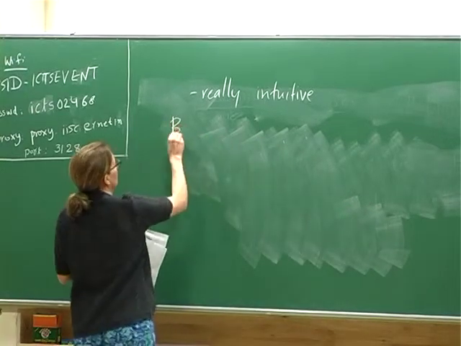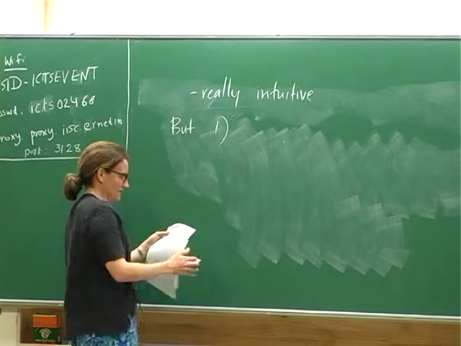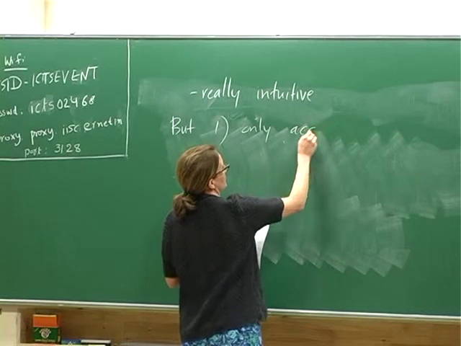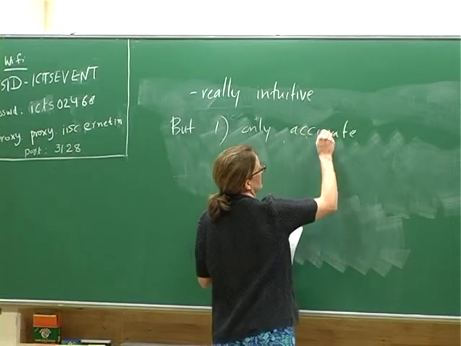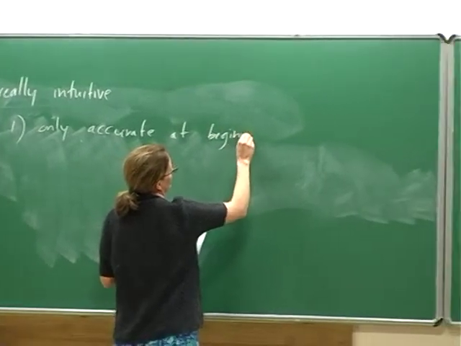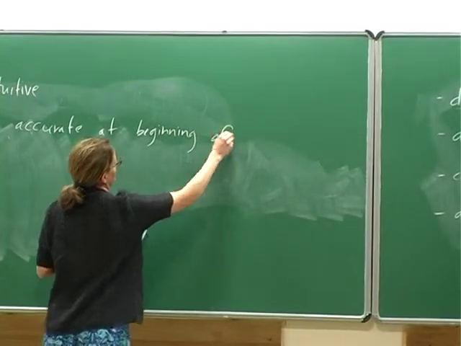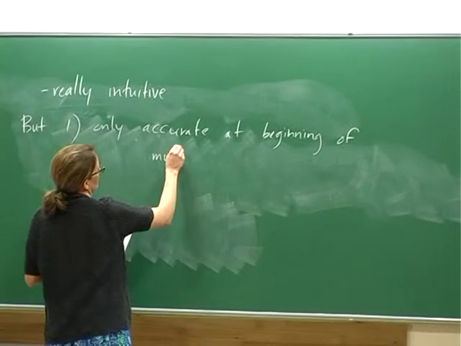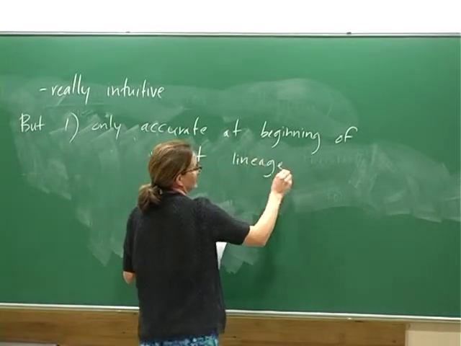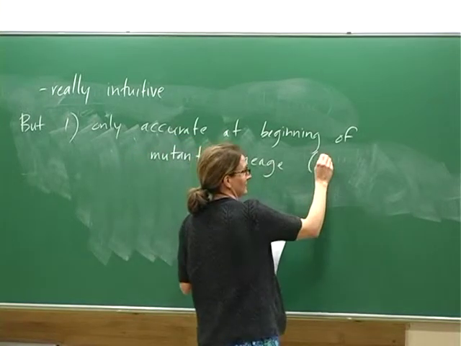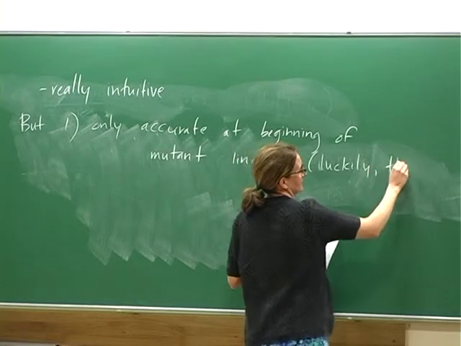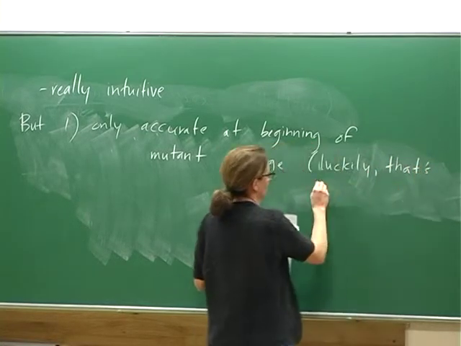But it has a few big drawbacks. As we said, it's only accurate at the beginning of the mutant lineage. But luckily, as I said, that's when extinction happens.